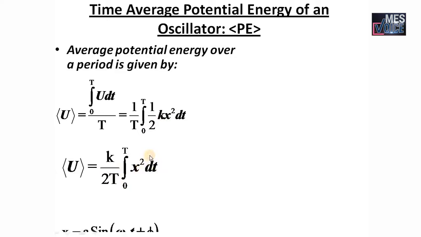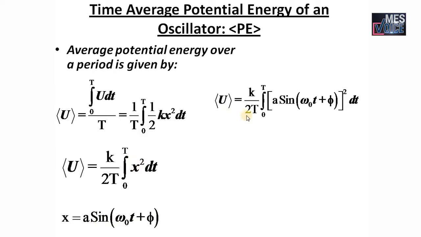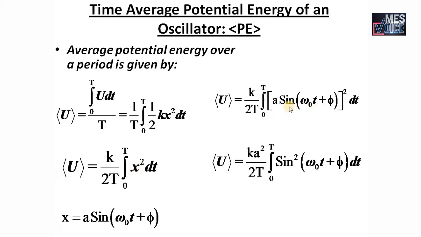And x we have already derived last class. x is equal to a sine omega 0 t plus phi. So you can substitute this given expression instead of x. So we get K by 2T integral a sine omega 0 t plus phi, whole square. You substituted for small x, that is the instantaneous displacement, which is a sinusoidal function. So you can keep all the constants outside, and inside you have now sine square omega 0 t plus phi.